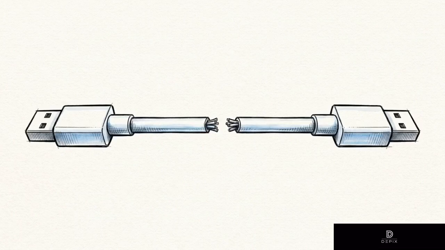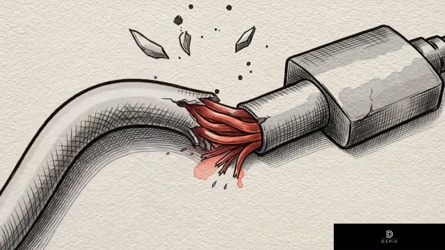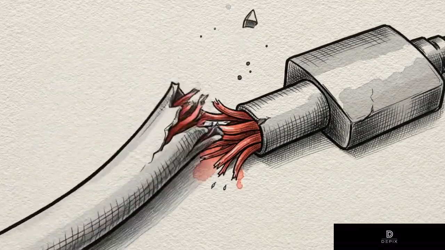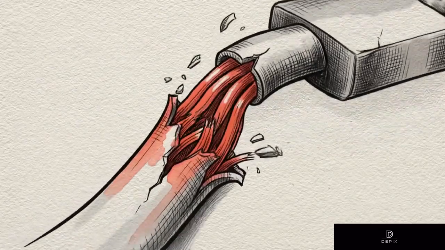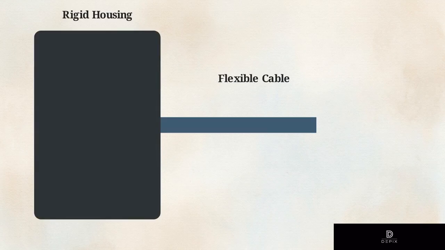Think about the last electronic cable you threw away. It almost certainly did not break in the middle. It failed within 2 centimeters of one end, at the exact point where the flexible cord meets the rigid plastic plug. That specific location fails because it forces 2 conflicting physical properties to negotiate space.